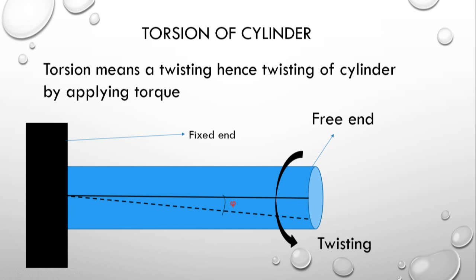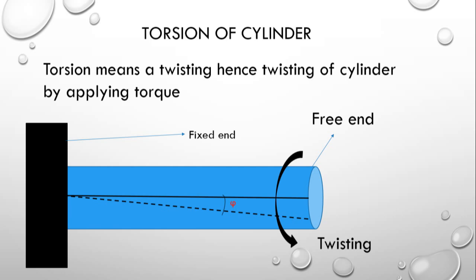This practical situation arises whenever the cylinder is subjected to twisting. The twisting angle measures the strength of the material used for various applications. If phi is more, the material has a poor rigidity modulus, hence low strength, and it cannot be used for engineering applications.